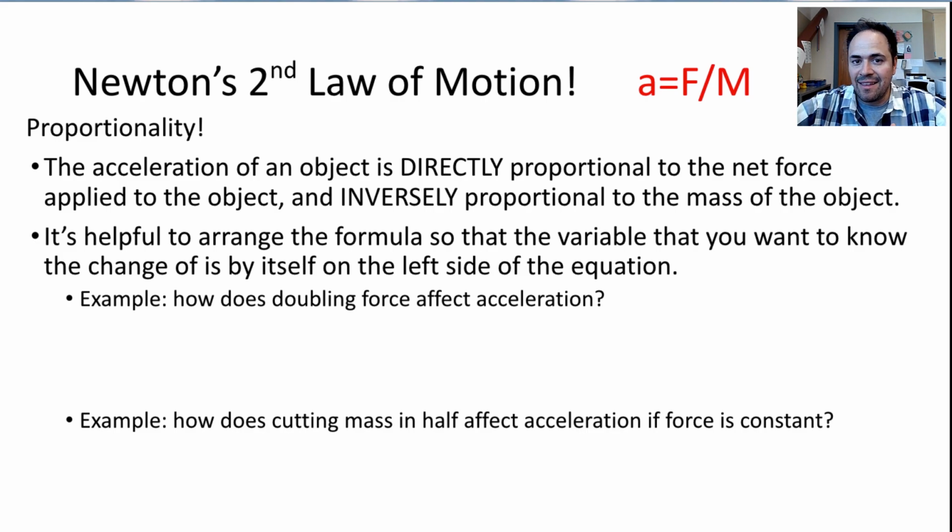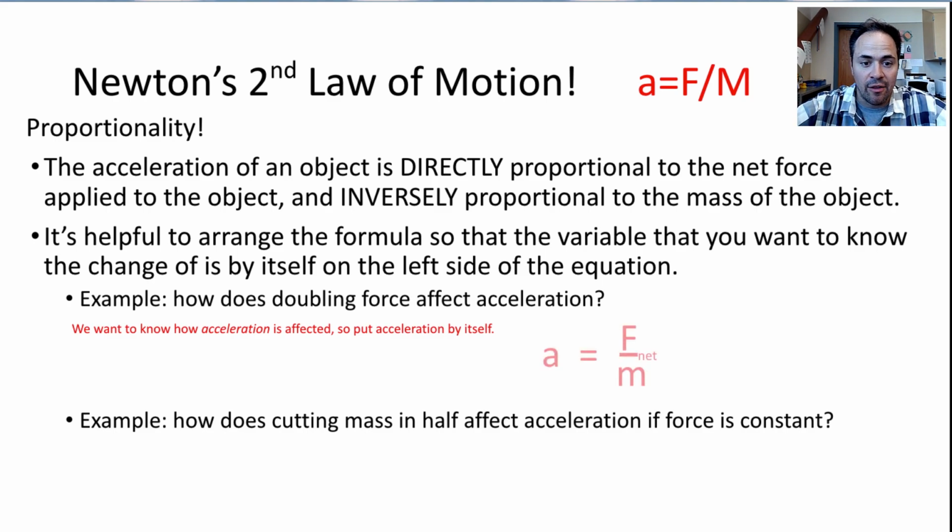Well, for one, when we're setting these up, we want to use a formula and we want to isolate the thing that we want to see the effect on. So, for example, in this case, acceleration, we want to know what happens to it. We're going to leave that by itself on the left side of the formula. Now, we know that we are doubling force. So I'm going to put a coefficient of 2 in front of the net force variable. We're not changing mass, so I'm going to put a coefficient of 1. And because this is an equality, whatever I do on one side of the formula, I have to do on the other. So I'm going to put the 2 over 1 next to acceleration as well. And that tells me that acceleration doubles if I double net force.